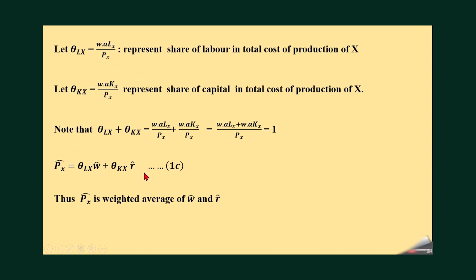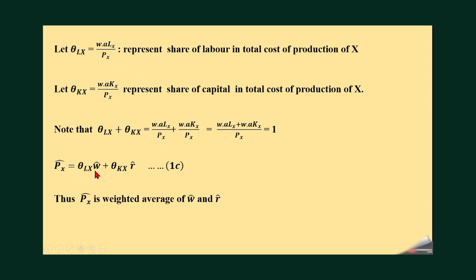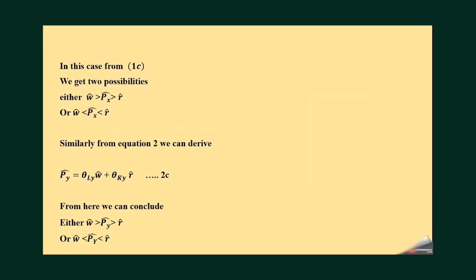In this case, from equation 1C, we can have two possibilities. As Px hat is a weighted average of these two, either W hat is greater than Px hat, greater than R hat, or W hat is lower than Px hat, lower than R hat. Similarly, from equation 2, we can derive Py hat is equal to theta LY W hat plus theta KY R hat. And from here too, we can have two conclusions: either W hat is greater than Py hat, greater than R hat, or W hat is less than Py hat, less than R hat.